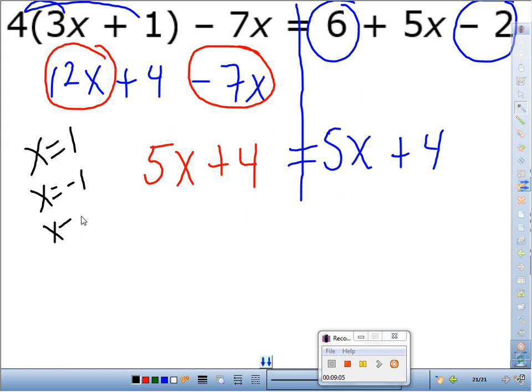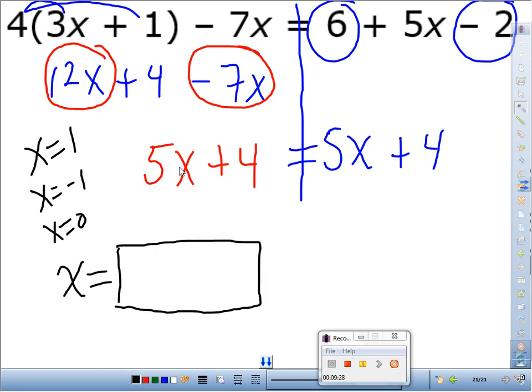What if I substitute 0? This is 0, 0. We end up with 4 equals 4. They're still the same. And I continue going and going, inputting values. Therefore, this is called an identity. What values of x could I substitute for this equation to be true? Think about it. I gave you some hints here. What values can I substitute for this to continue being true?